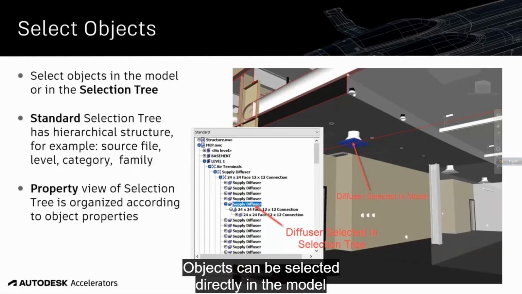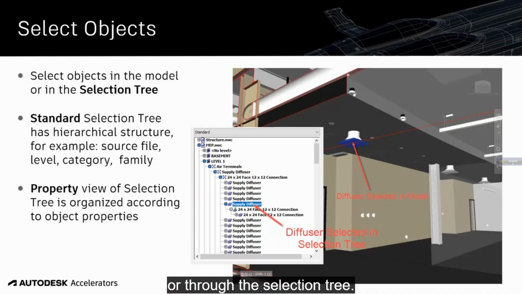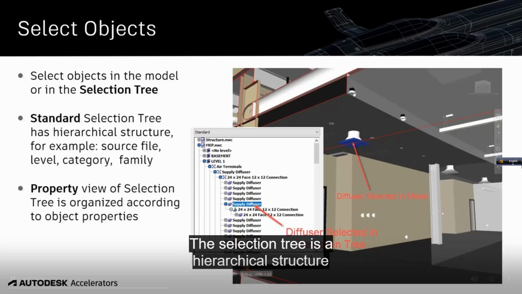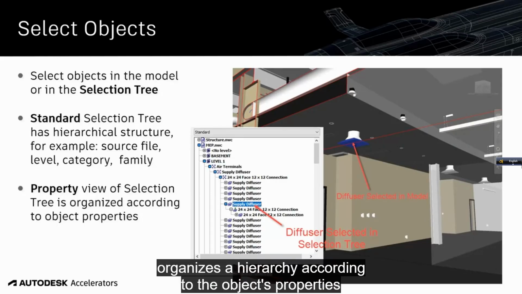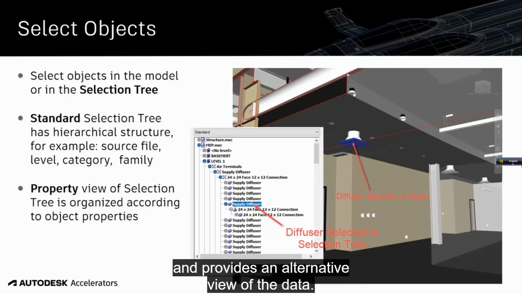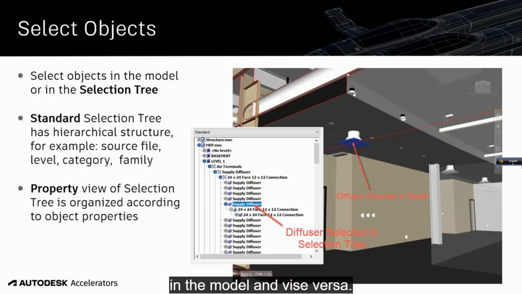Objects can be selected directly in the model or through the selection tree. The selection tree is a hierarchical structure that organizes the objects according to their source file, level, category, and family, if applicable. The alternative property view of the selection tree organizes the hierarchy according to the object properties and provides an alternative view of the data. Selecting an object in the selection tree will highlight the equivalent object in the model and vice versa.